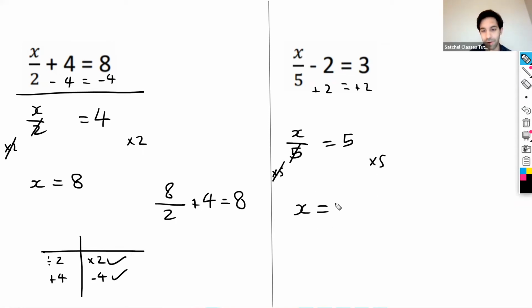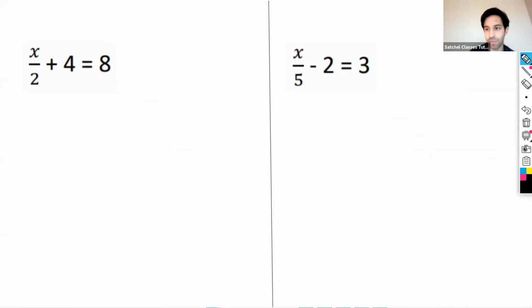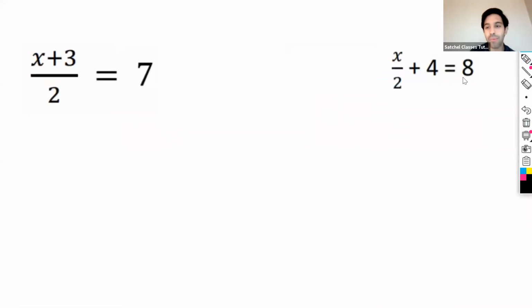Once again, let's substitute this value of x into our equation. So what we get is 25 over 5 minus 2. So 25 divided by 5 is 5, minus 2 is 3. So when x is 25, this equation holds true. All right, so if I just rub this off, now we have a slightly different example.